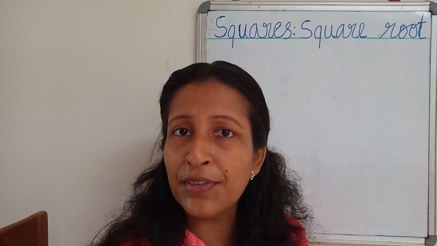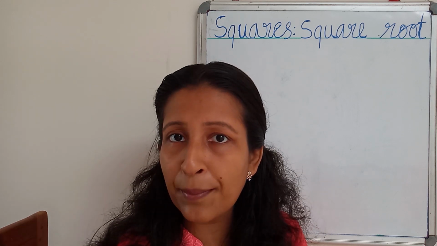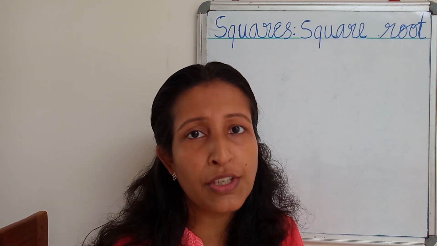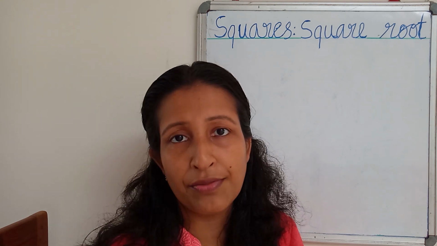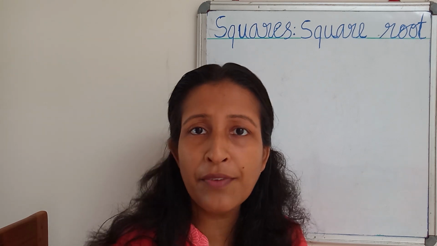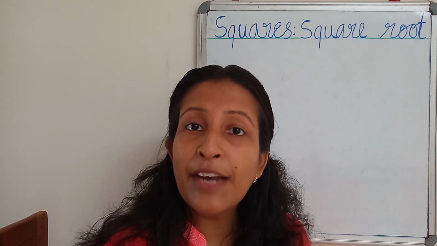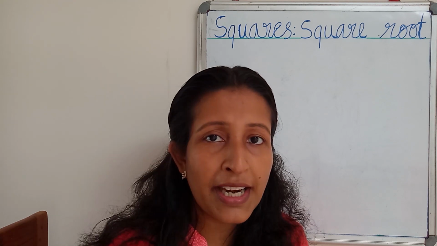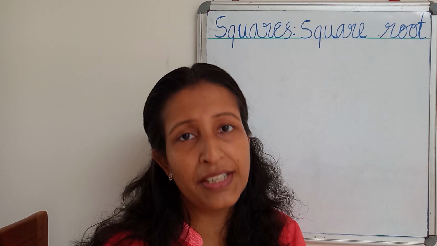Do you remember the definition of a square? Square means it's a number that can be expressed as a product of a number with itself. The same number is multiplied with the same number. And one more name was there. Do you remember the name? Square numbers or perfect square.